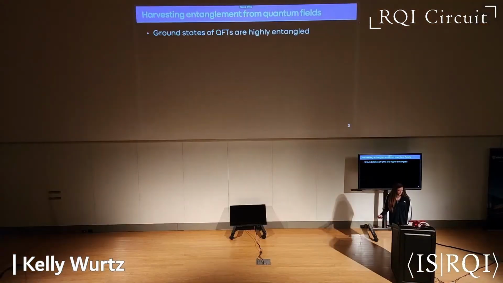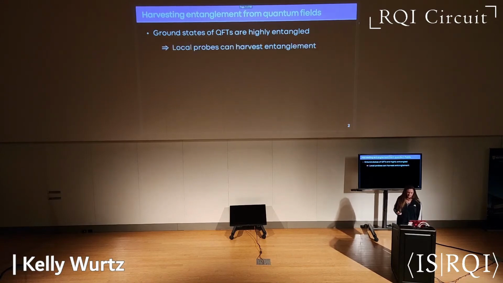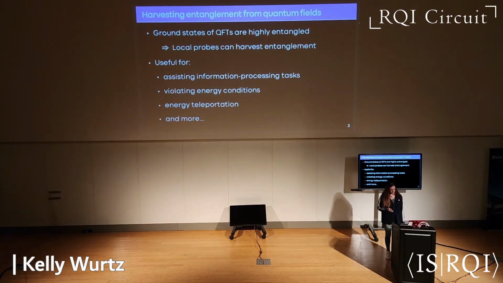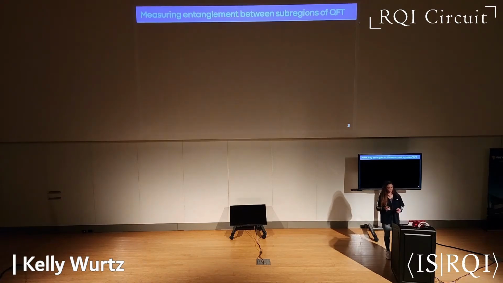So we've already seen a bit today on the fact that because the ground states of QFT are highly entangled states, local probes or detectors are capable of harvesting entanglement from the vacuum. And it's possible to use this entanglement, for example, for assisting in information processing tasks or violating energy conditions, for energy teleportation, lots of things. But another thing that we're interested in is quantifying the entanglement between subregions of a QFT. And detectors may be very good for this also.